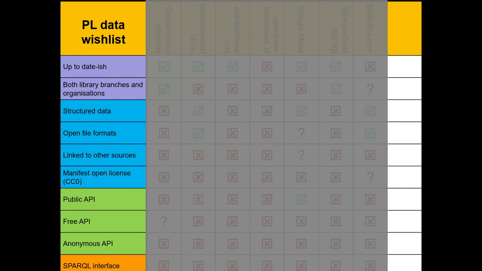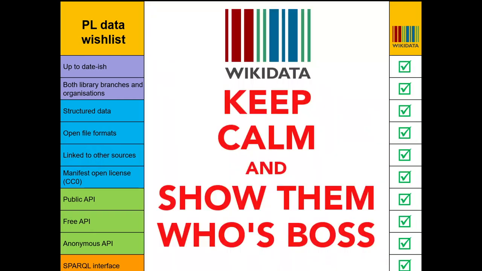There is one column on the right which is blank. And no surprise, there will be Wikidata. And let's see how it scores there. So I actually think of printing this on a t-shirt.